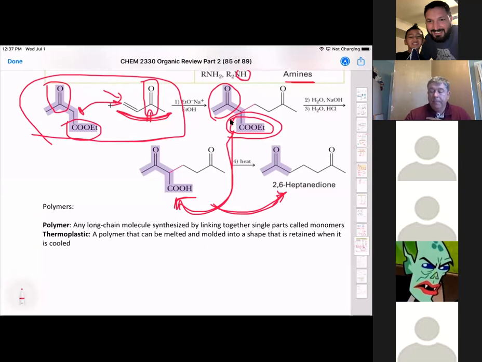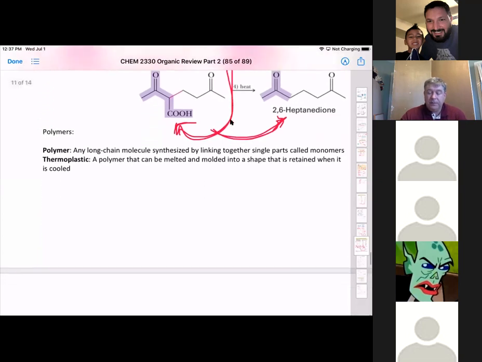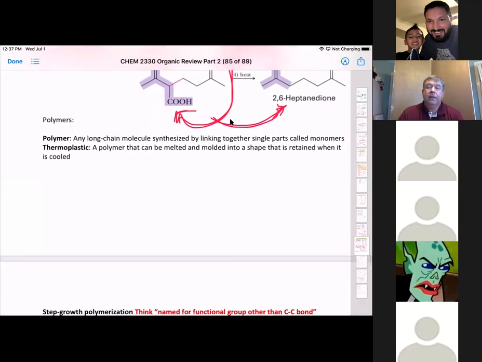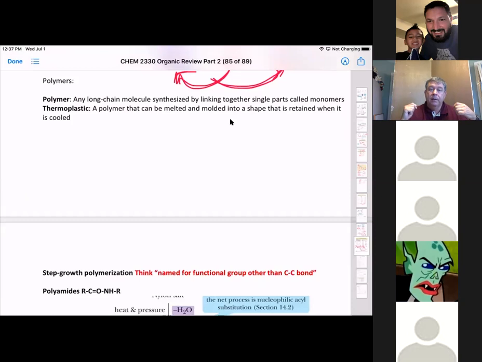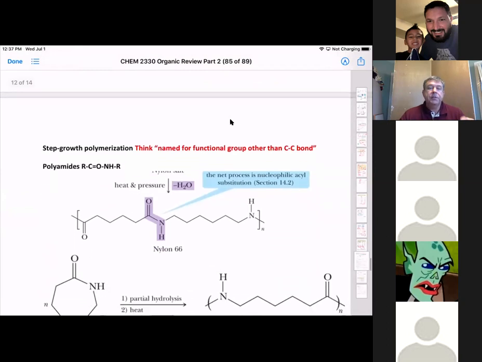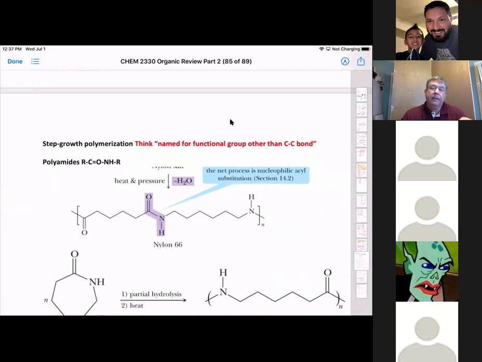Okay, all right, the last thing I want to do is talk polymers. Simply, a polymer is any really, really big molecular weight, long chain thing of the same repeat units. Thermoplastics are very important because we can mold them and remold them and remold them. I had a couple of questions about step growth, and I really thought about it, and I said, named for a functional group other than carbon-carbon bonds.